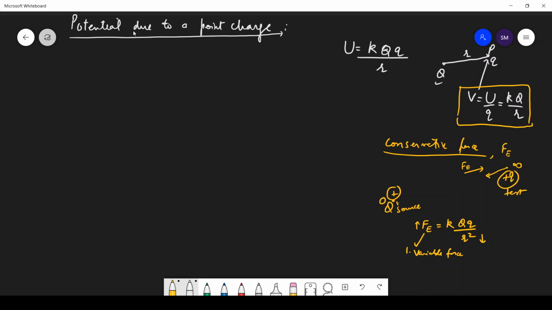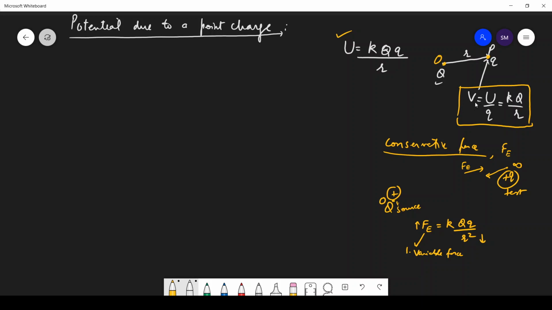Students, we are doing potential due to a point charge. We know the potential energy is equal to Q by R, where R is the distance between these two charges, this point P and the origin, suppose. So V is potential energy per unit charge.